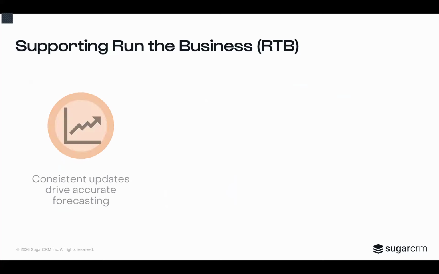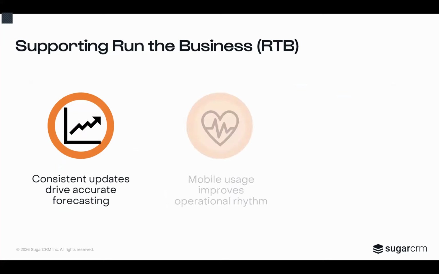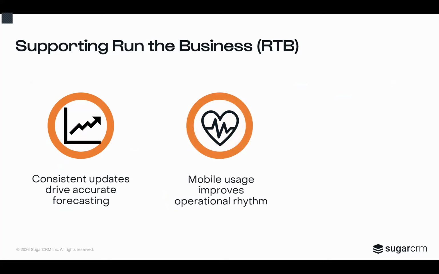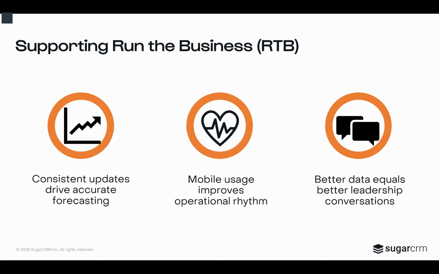Then there's supporting how to run the business. So we want to have consistent updates to drive accurate forecasting. Mobile usage needs to improve operational rhythm, so we have that same interaction every time with our customers. And we have better data, which equals better leadership conversations, means better forecasting, means better reports. It means a lot of things, right? But specifically when it comes to leadership, we want to make sure they have the right information so they can help their employees or subordinates become better deal closers using the mobile app.